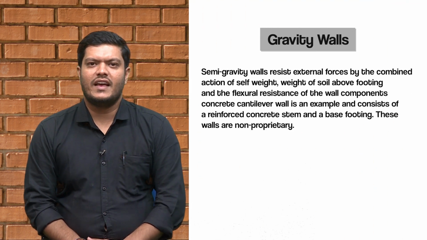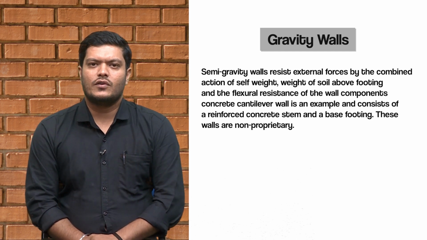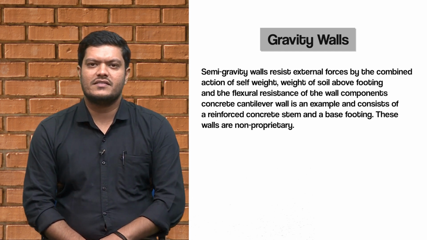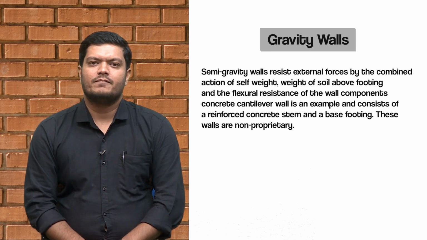Semi-gravity walls resist external forces by the combined actions of self-weight, weight of soil above footing, and flexural resistance of the wall components. Concrete cantilever wall is an example and consists of a reinforced concrete stem and a base footing. These walls are non-proprietary.